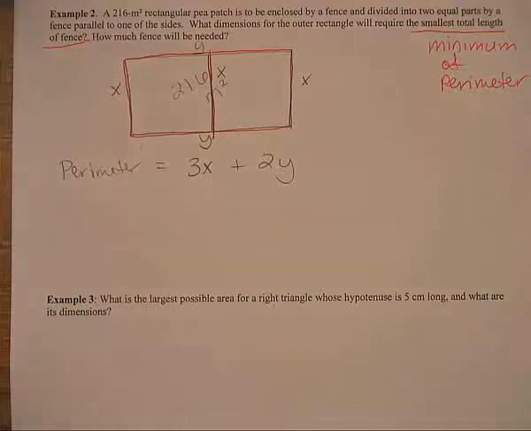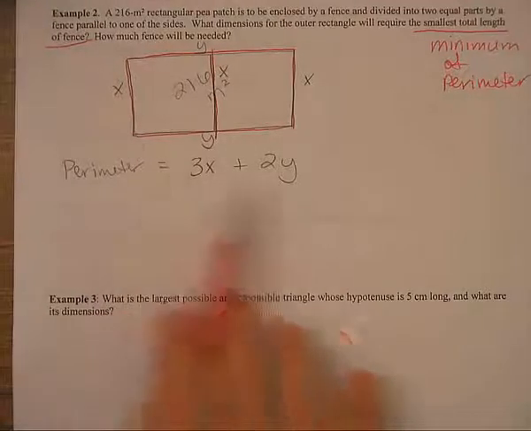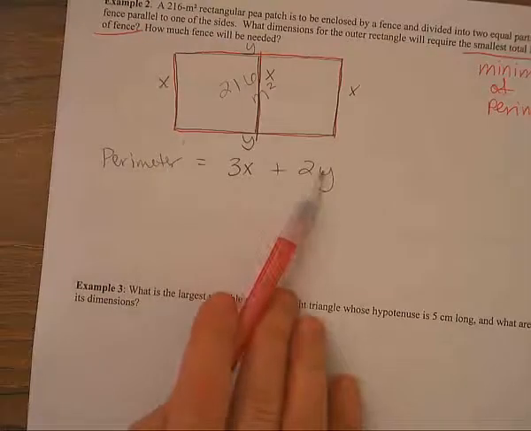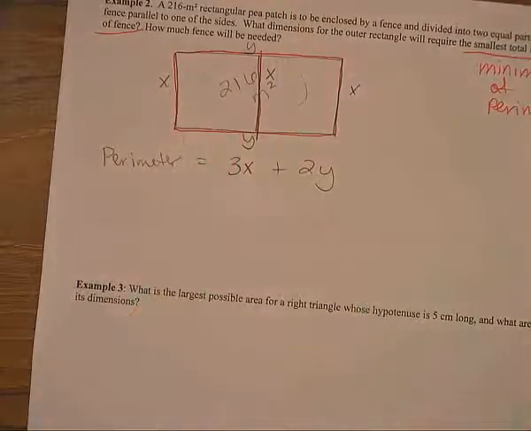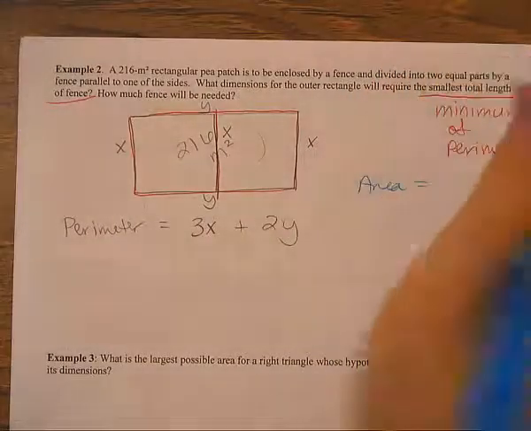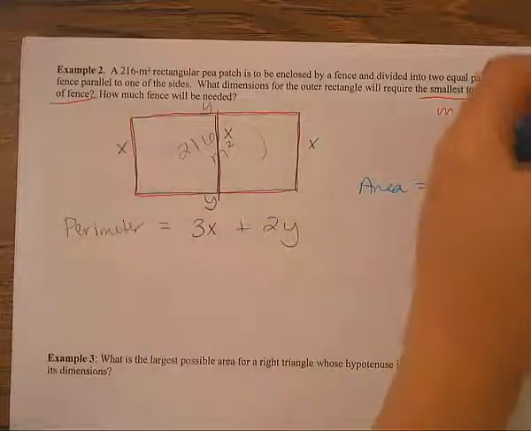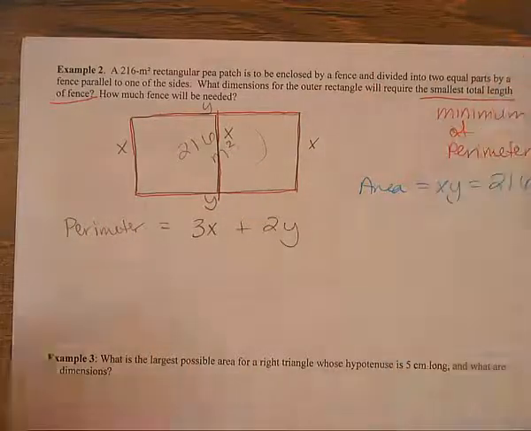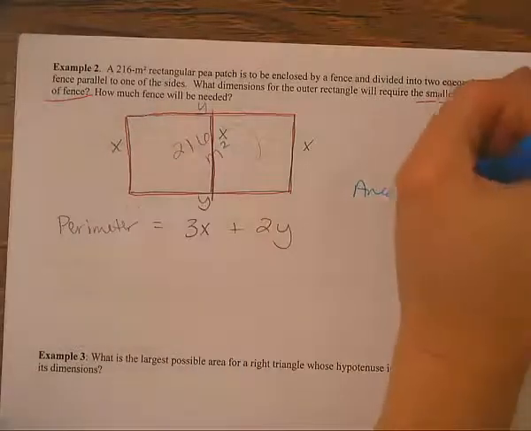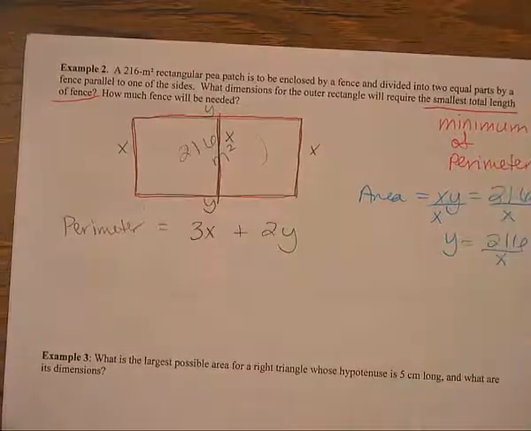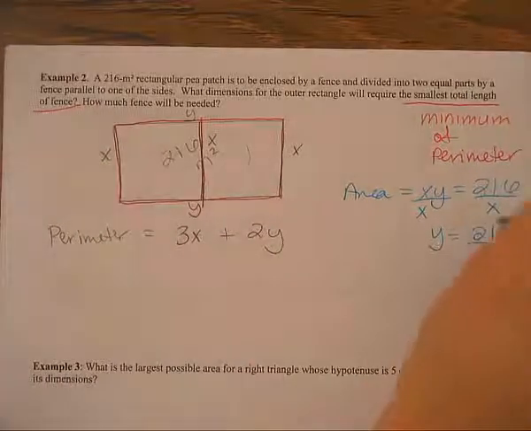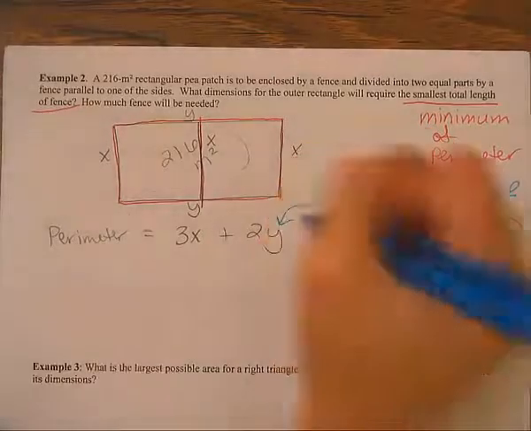But the problem is I need to get perimeter in terms of just one variable. I can't take a derivative with respect to X here because I have an X and a Y. I need to somehow get it all in terms of X. That's where this 216 meters squared comes into play. Because I know that the area of this rectangle, which by the way happens to be X times Y, equals 216. So what I can do is just divide both sides by X, and I find that Y is simply 216 divided by X. And I can use that expression for Y over here in the perimeter formula.